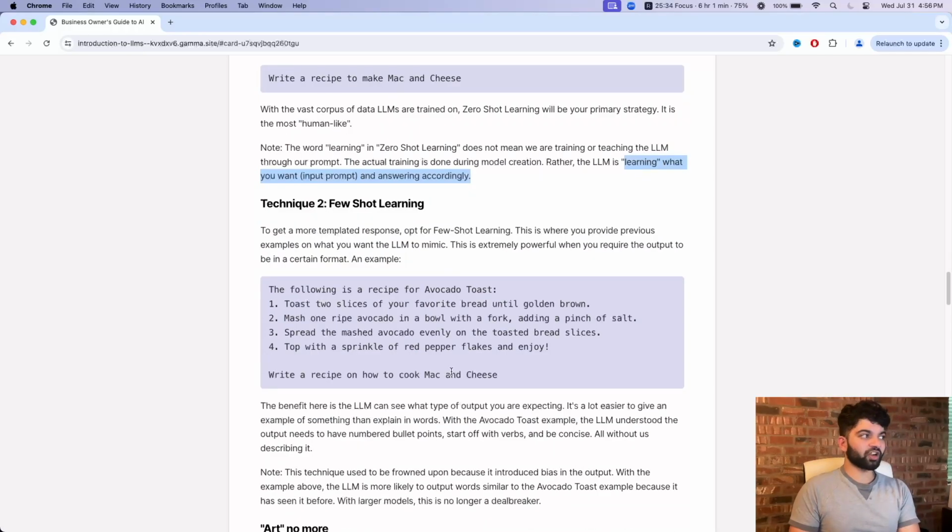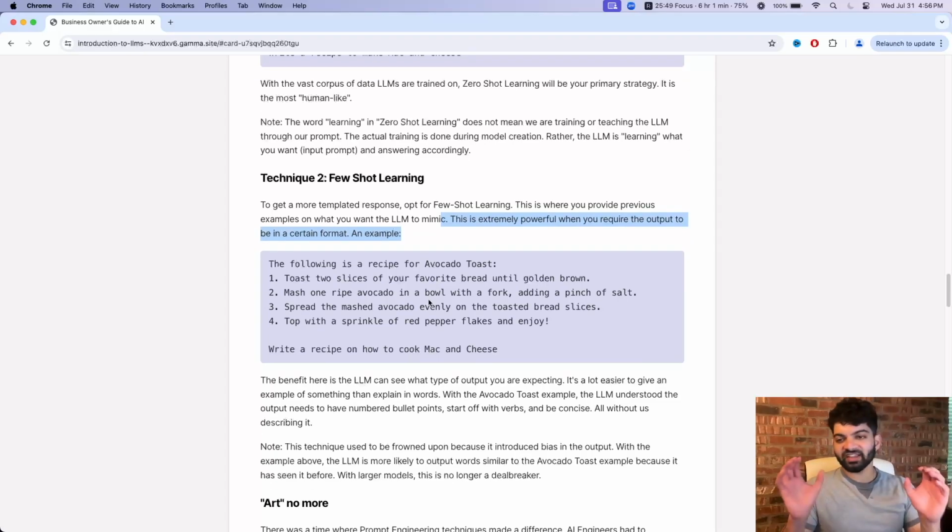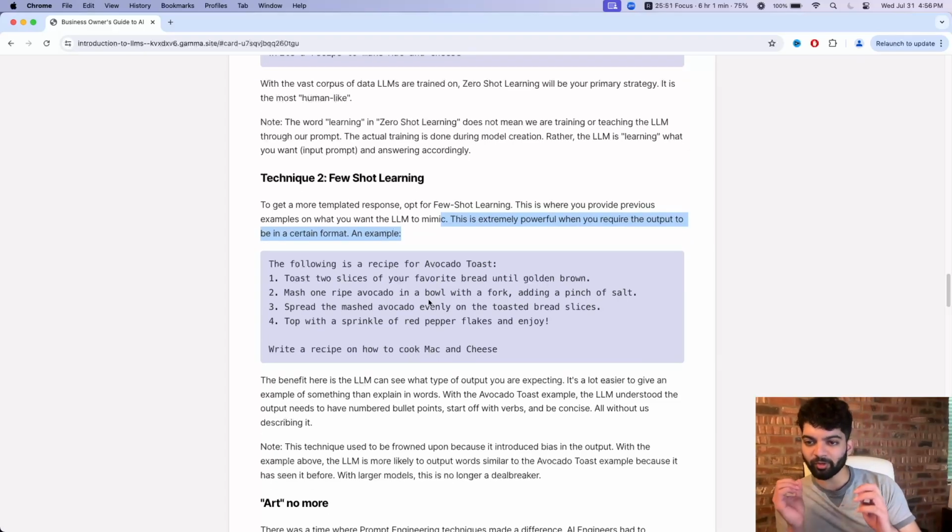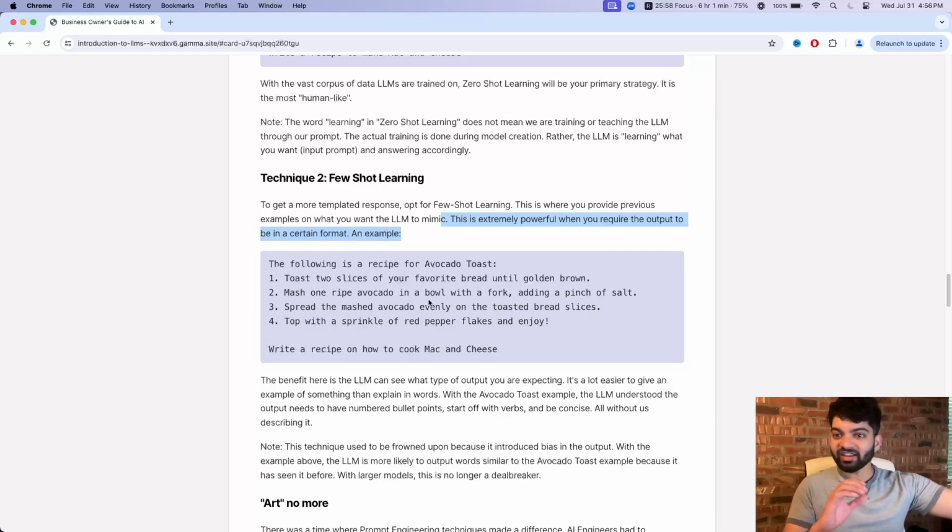Technique two is few-shot learning. To get a more templated response, opt for few-shot learning. This is where you provide previous examples of what you want the LLM to mimic. This is extremely powerful when you require the output to be in a certain format. That's just a lot of mumbo jumbo for saying that if we want the LLM to model something, or if we want to provide more information and it's too hard to spell out one by one, for example, I can either give it an example or I can say, give me a bullet-pointed list.